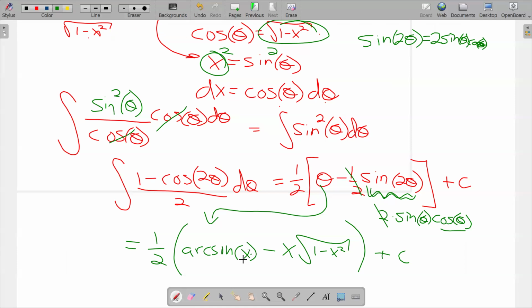Cool, we did it. This is called trigonometric substitution. So we'll do some more examples of this next.